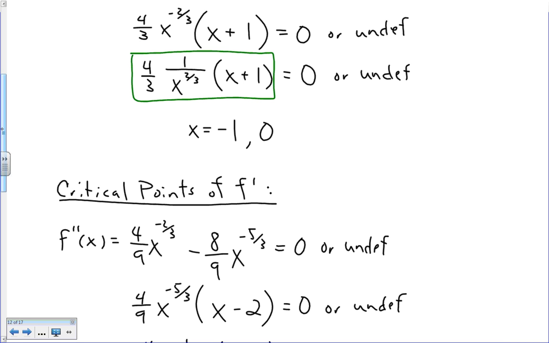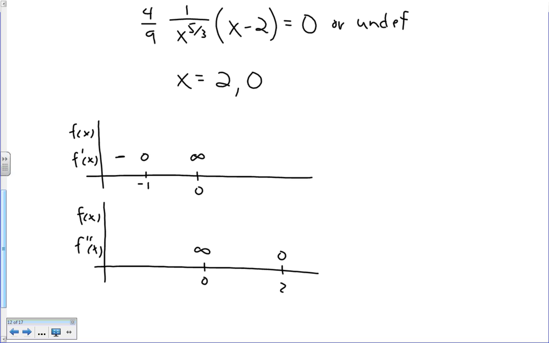So when I plug in something to the left of -1, like -2, the 1 over x to the 2/3 power, the 2 in the numerator tells me I'm going to square that. So if it's negative, when I square it, the 1 over x to the 2/3 becomes positive. So I've got 4/3, which is positive, 1 over x to the 2/3, that's positive, and then I have -2 plus 1, that would be a negative number. You'd end up with a positive times a negative. We end up with a negative result. Again, notice I don't care what value it actually is, I just want to keep track of the sign.